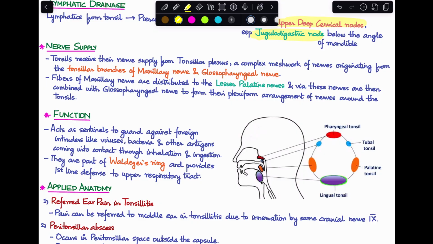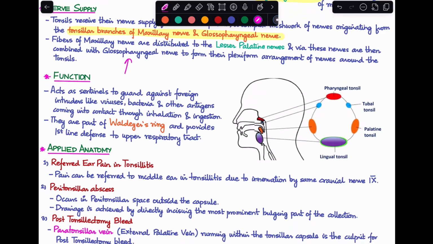Tonsils get their nerve supply from a tonsillar plexus. Now, this plexus is a meshwork of nerves which originates from the tonsillar branches of the maxillary nerve and the glossopharyngeal nerve. Fibers coming from the maxillary nerve get distributed into the lesser palatine nerve, and via this they combine with the glossopharyngeal nerve and then form this plexiform arrangement that we are talking about. So that's about the nerve supply. This nerve supply has an importance in our applied anatomy, which I'll talk about in a little bit.